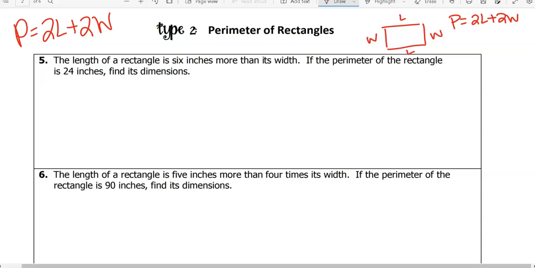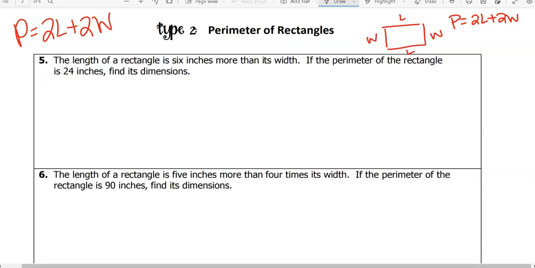All right, it's going to give me different pieces of the rectangle, and it might ask us to find the length. It might ask us to find the width. It might ask us to find the whole thing. All right, the length of a rectangle is 6 inches more than its width. If the perimeter of the rectangle is 24 inches, find its dimensions.